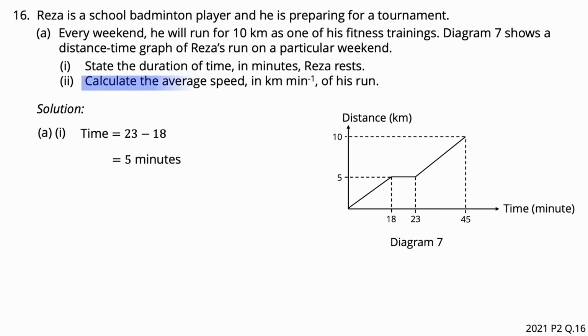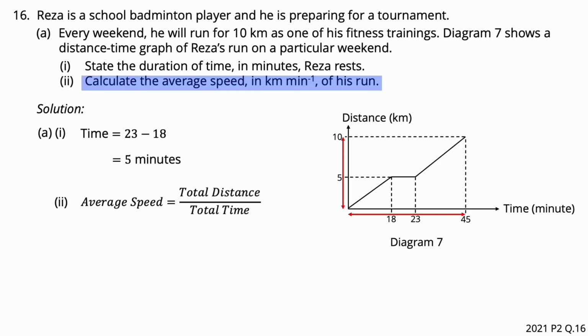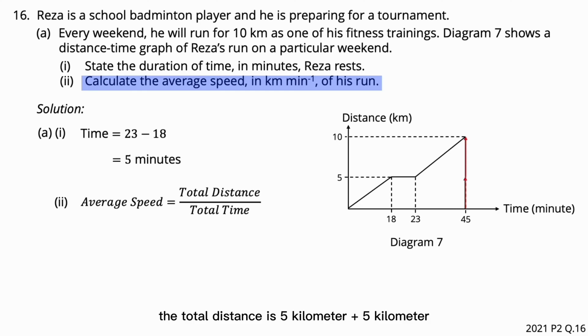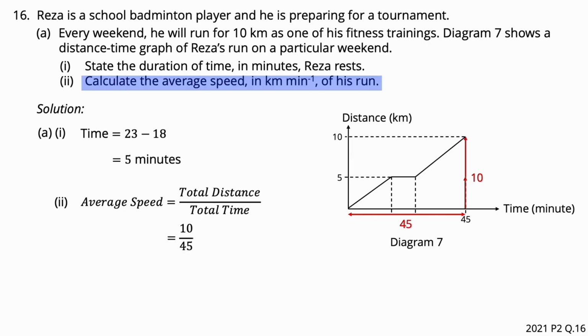Next, calculate the average speed in km per minute of his run. To calculate the average speed, we must know the total distance traversed and the total elapsed time. Average speed equals total distance divided by total time. The total distance is 5 km plus 5 km, that is 10 km. And the total period of time, 45 minutes, includes the rest period. 10 divided by 45, the average speed for Reza is 0.22 km per minute.